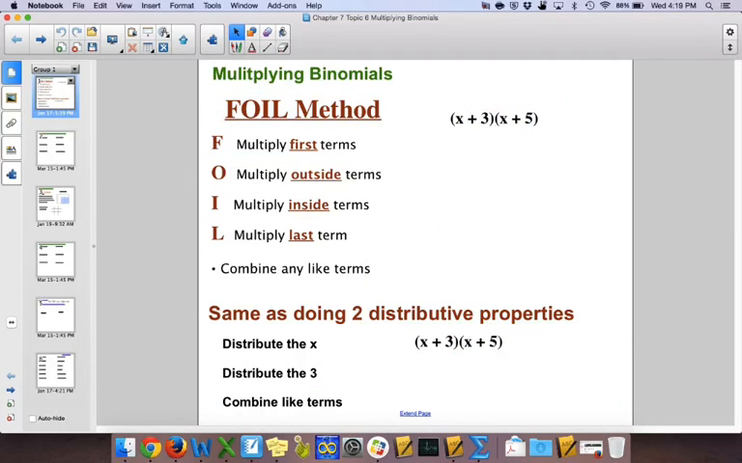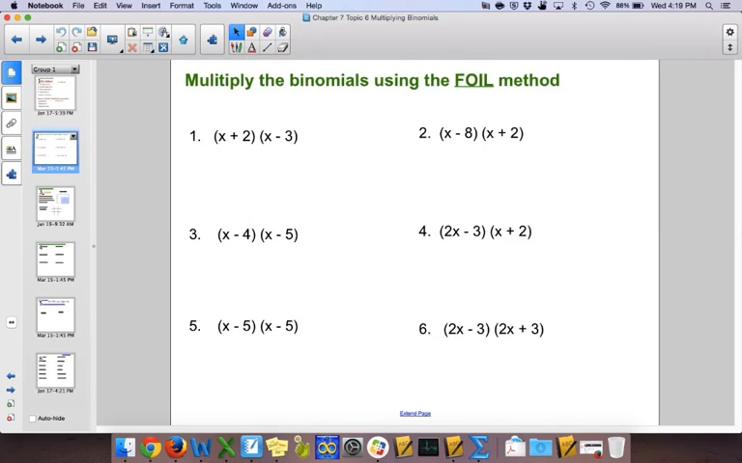Take a look at the next slide real quick. Okay, so what you're doing here is using the FOIL method. Remember, visually, this is what you're doing. First, outer, inner, last. Combine like terms. Go ahead and try these 6 problems.